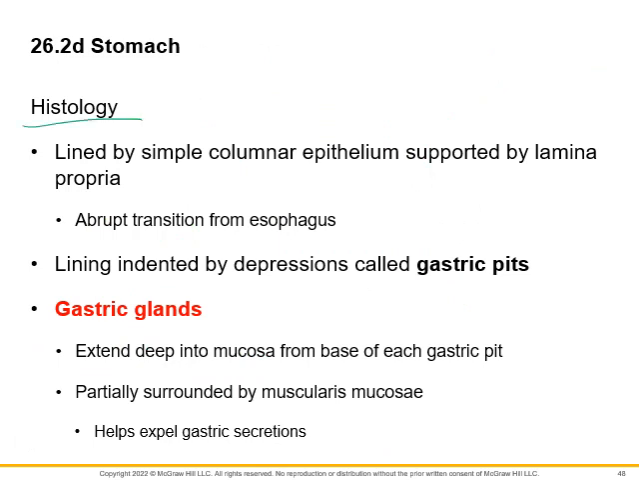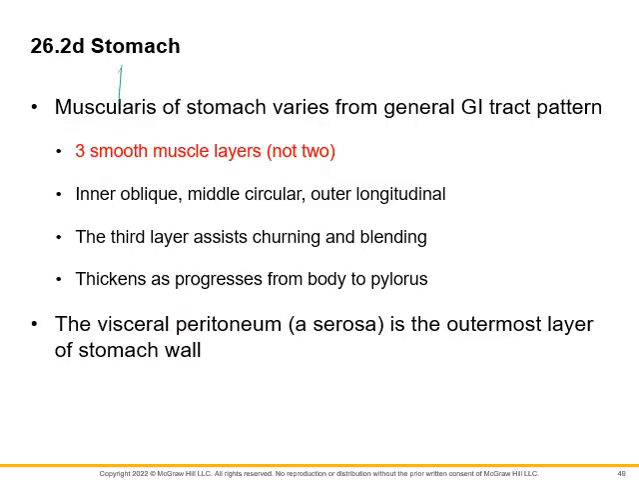Now we need to look at the histology and look more at the gastric glands. So we're going to see that these gastric glands extend deep into the mucosa. They're partially surrounded by muscularis mucosa, and those help expel those gastric secretions. We're going to see that there are 3 layers of smooth muscle in the stomach. We're also going to see the outer layer, the serosal layer this time. So it is visceral peritoneum that's touching the outer wall of the stomach.